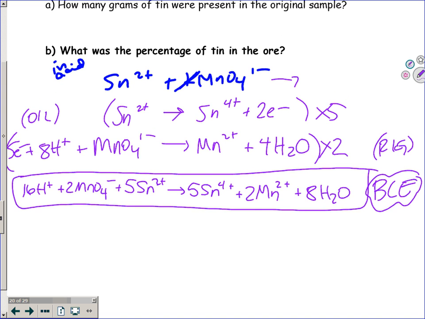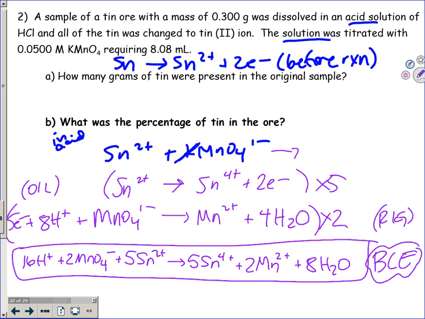All right, so going back up here, first of all, we have 0.3 grams of the ore. It was titrated with 8.08 milliliters of 0.05 molar potassium permanganate. Okay, so far, who is the known? Potassium permanganate, right? You always start with your known. All right, so we know we're going to utilize these two pieces of information together. How many grams of the tin were present in the original sample, and then what was the percentage of tin in the ore? All right, so in A or B, which of those options will I be using this?